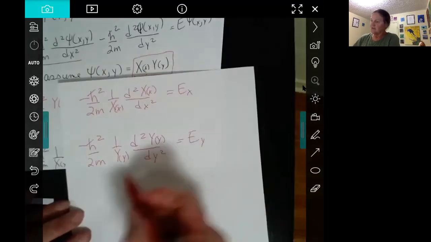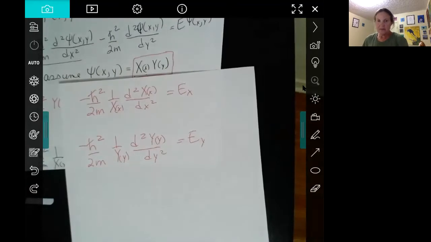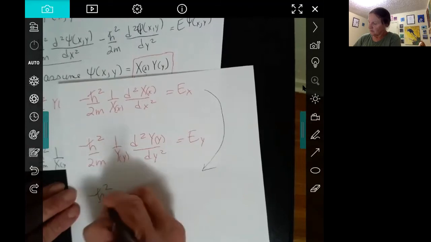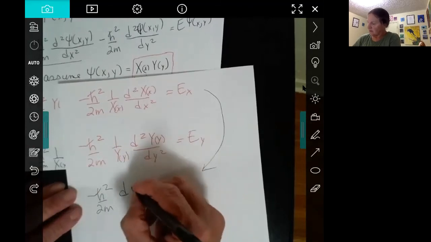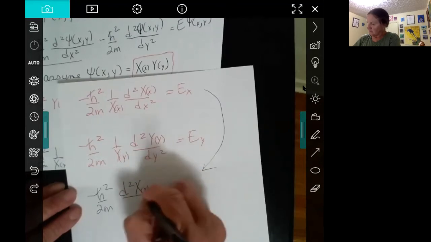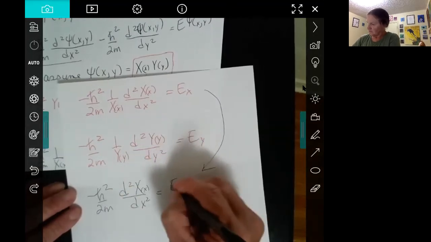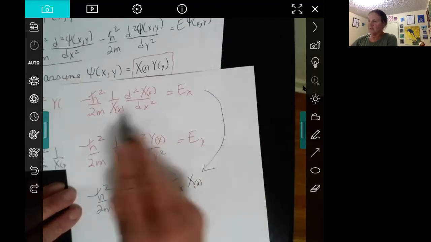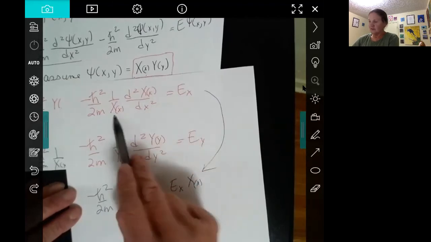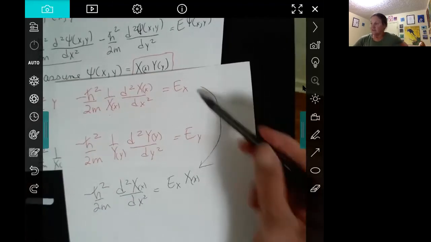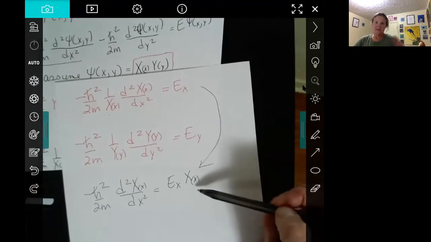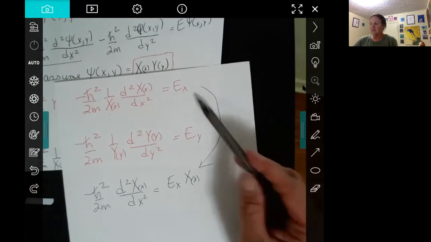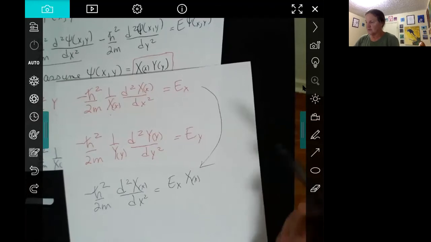And so these are exactly the same differential equations we already solved once. So this one says negative h bar squared over 2m d squared x. So I just multiplied both sides by the wave function that's only a function of x. So when you look at each of these equations, what they really are is just two separate equations for the particle in a box, one dimension. And because you could separate the variables, you can solve those separately.